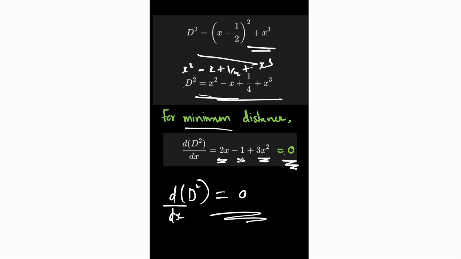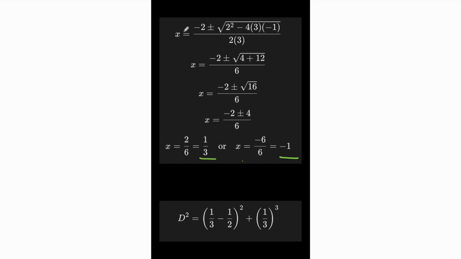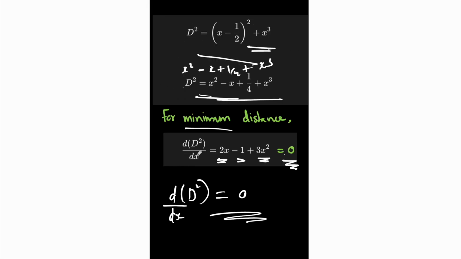If you solve this, you will get the value of x for which the distance will be minimum. How can we solve this? This is a quadratic equation: 3x square plus 2x minus 1 is equal to 0. x equals minus b, minus 2, plus or minus the square root of b square, 2 square, minus 4ac, 4 into 3 into minus 1, divided by 2a, 2 into 3. Simplifying this, you will get two answers, of course, since it's a quadratic equation. x equal to 1 by 3 and x equal to minus 1. These are the two possible answers.